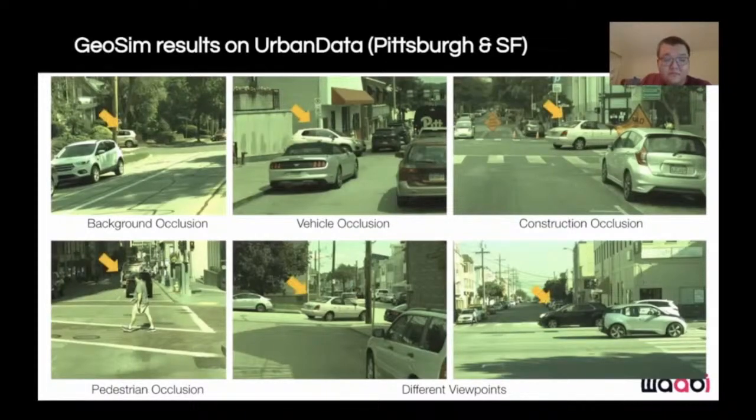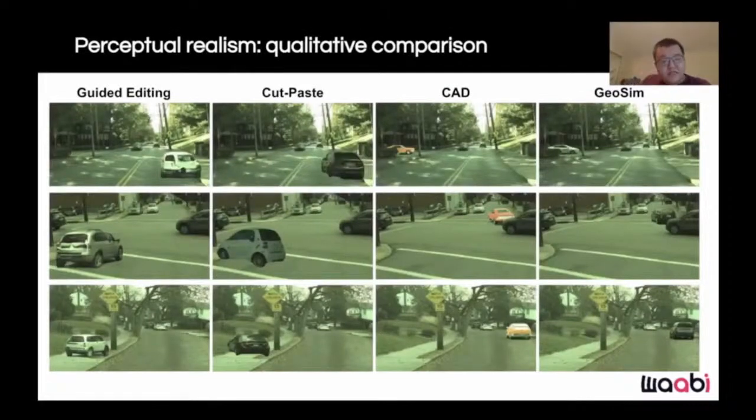The answer is here. GeoSim can simulate diverse scenarios such as different viewpoints while handling occlusion from static background and construction, other vehicles, and even pedestrians. For existing camera simulation approaches, one can easily detect the added objects due to the geometrically invalid results, smear cars, or unrealistic appearance. But GeoSim images are hard to distinguish from real.